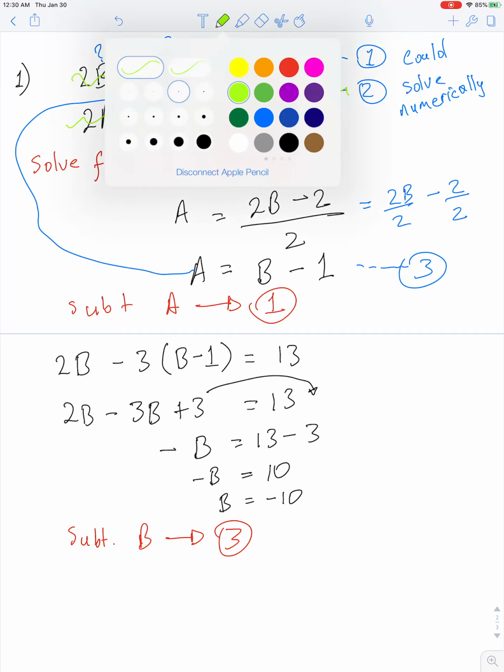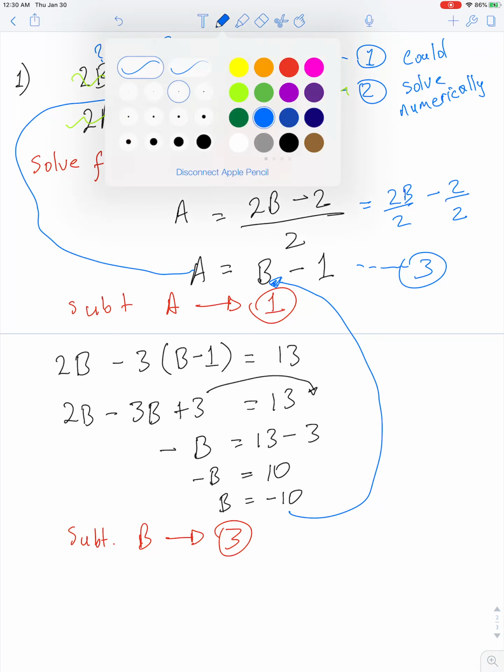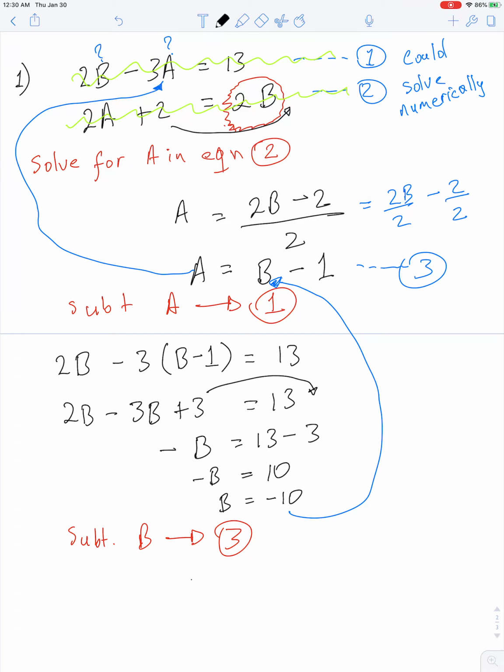So now I take this and I just stuff it right there. Boom. So that would give me a is equal to minus 10 minus 1. And we do some quick math, and that gives me minus 11.